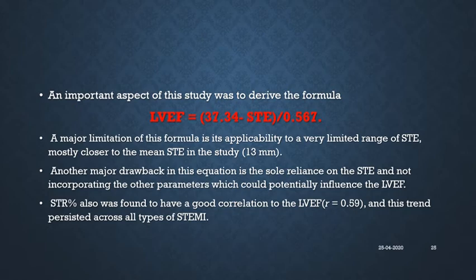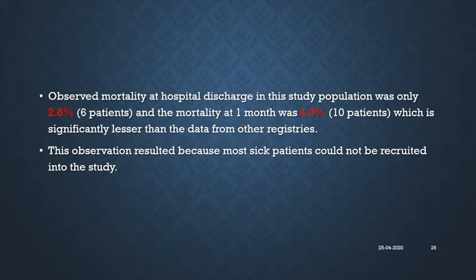STR percentage was also found to have a good correlation with LVEF, and this trend persisted across all types of STEMI. The observed mortality at hospital discharge in this study population was only 2.6% and mortality at 1 month was 4.3%, which is significantly lesser than data from other registries. This observation could be because the most sick patients could not be recruited into the study.